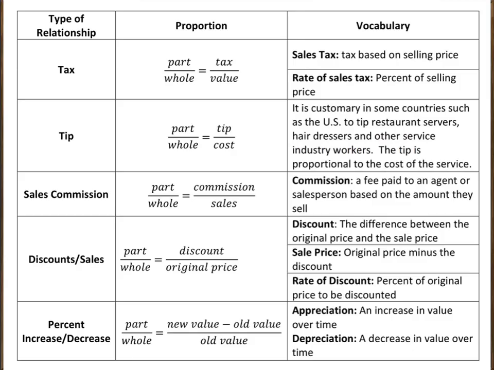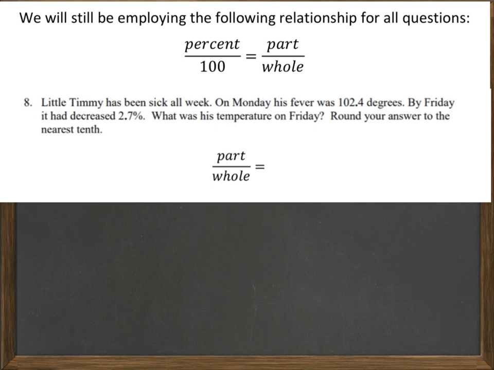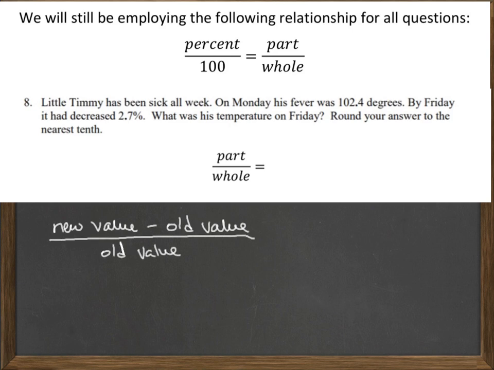So if we go back to this relationship chart, we're actually looking at a percent increase or decrease. Remember our relationship is the new value minus the old value divided by the old value. So let's write that down. We have the new value minus the old value divided by the old value. That is our part to whole relationship that we're thinking about.